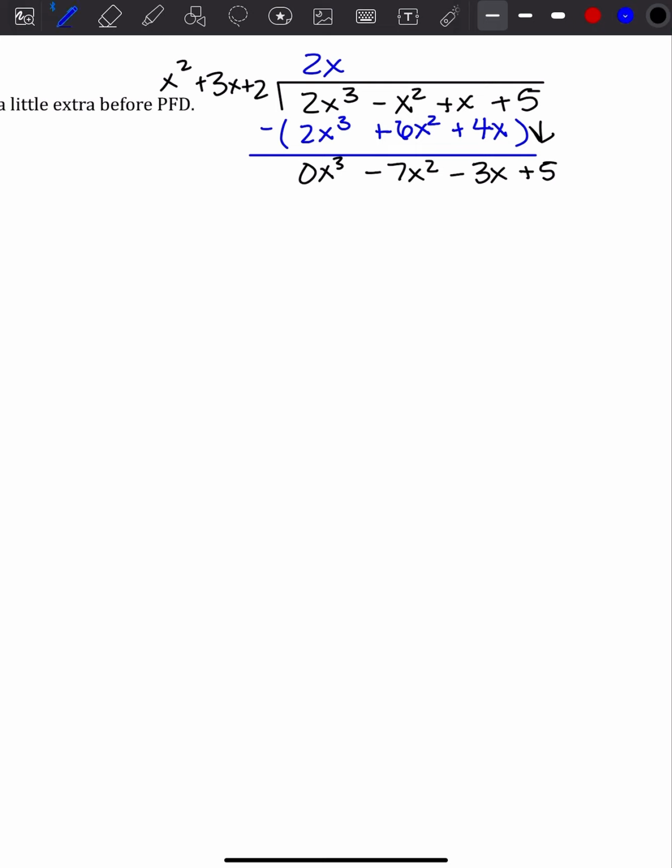So now we have what times x squared is going to give us negative 7x squared. That's going to be minus 7. So we get minus 7x squared. Negative 7 times 3 is negative 21. Negative 7 times 2 is negative 14. And then we have to remind ourselves that we are subtracting all of these. So we get 0x squareds, which is what we wanted.